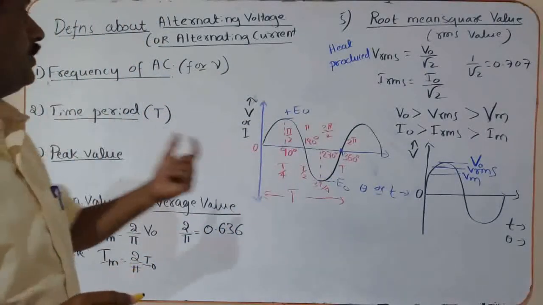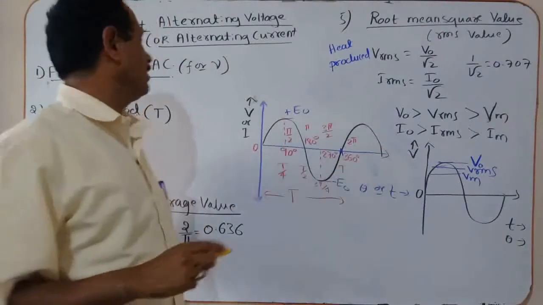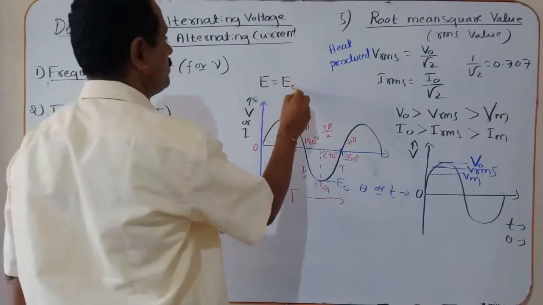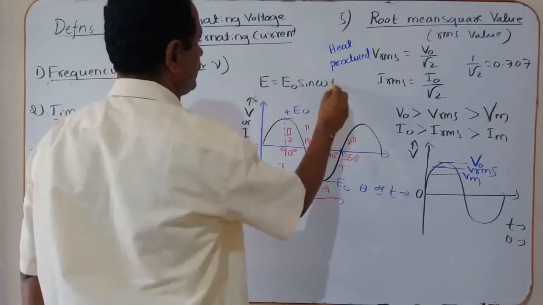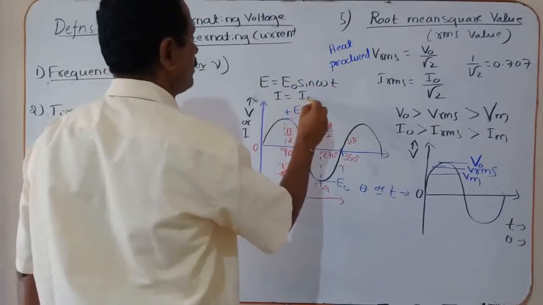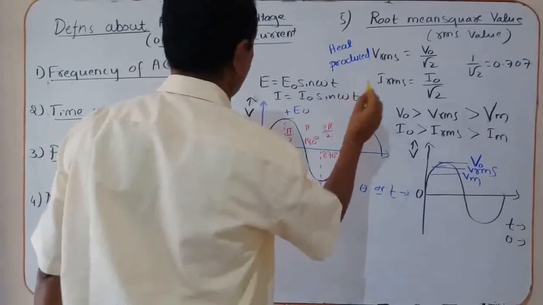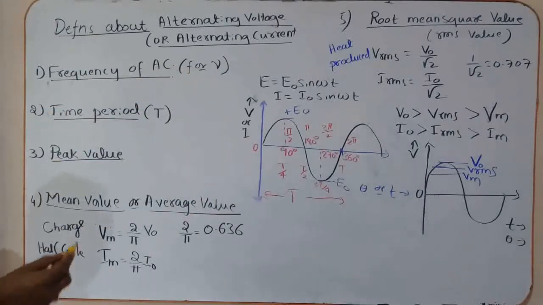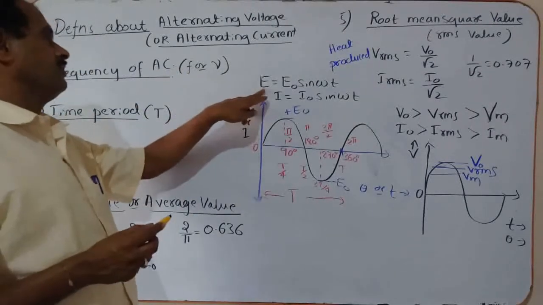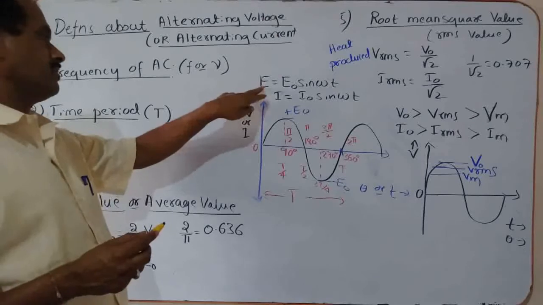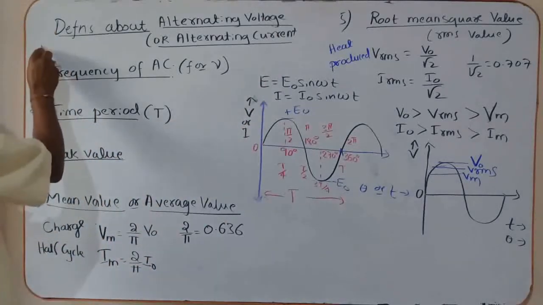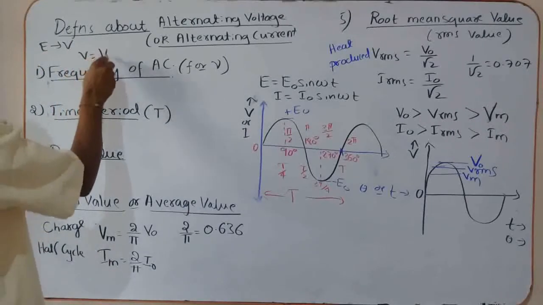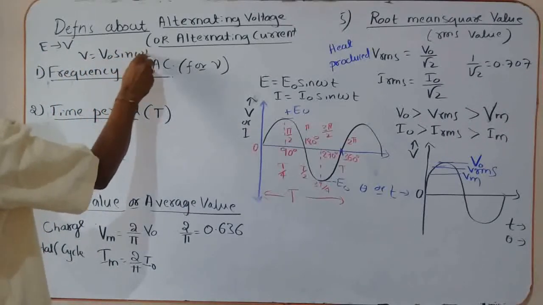Current which varies sinusoidally or simple harmonically. The expression for the EMF is E is equal to E naught sin omega t, then current is I naught sin omega t. Okay, now in the next class, instead of EMF E, I want to write V. At that time V is equal to V naught sin omega t.